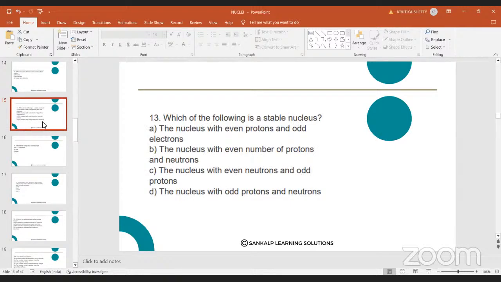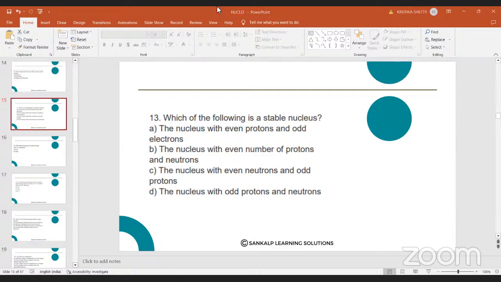Which of the following is a stable nucleus? The nucleus with even protons and odd neutrons. The nucleus with even protons and neutrons. The nucleus with even neutrons and odd protons. The nucleus with odd protons and neutrons. Which one is a stable nucleus?